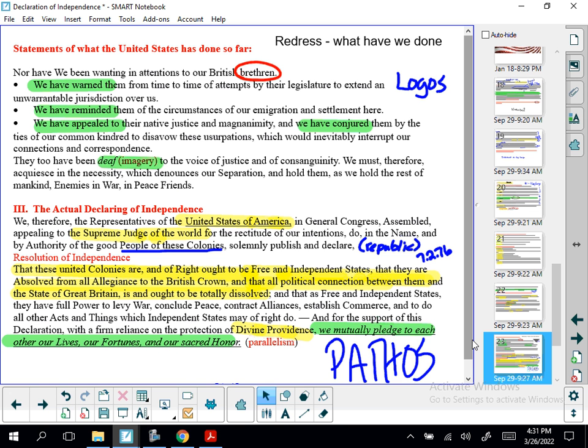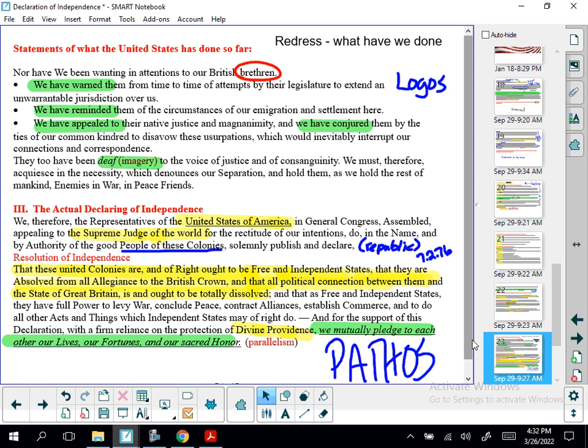We, therefore, the representatives of the United States of America, in General Congress assembled, appealing to the Supreme Judge of the world, God again, for the rectitude of our intentions, do, in the name and by the authority of the good people of these colonies, solemnly publish and declare that these united colonies are, and of right ought to be, free and independent states, that they are absolved from all allegiance to the British Crown, and that all political connection between them and the state of Great Britain is, and ought to be, totally dissolved, and that as free and independent states they have full power to levy war, conclude peace, contract alliances, establish commerce, and to do all other things and acts which independent states may of right do.